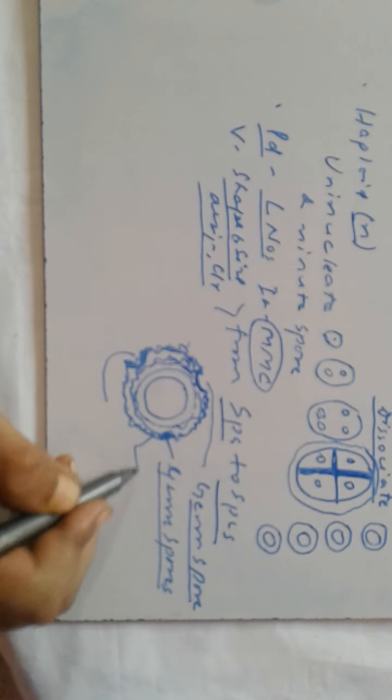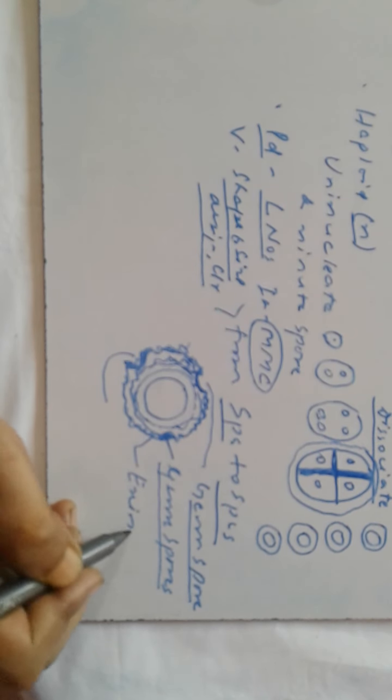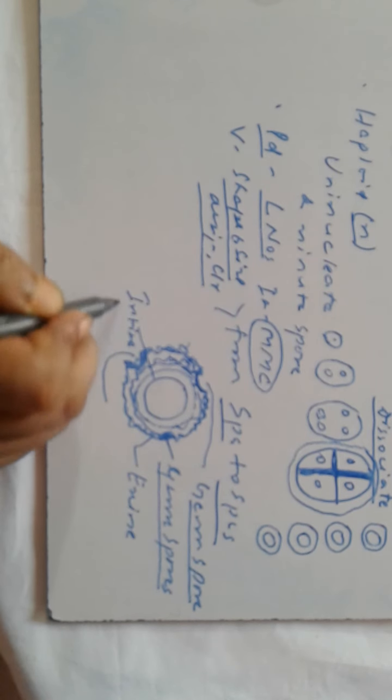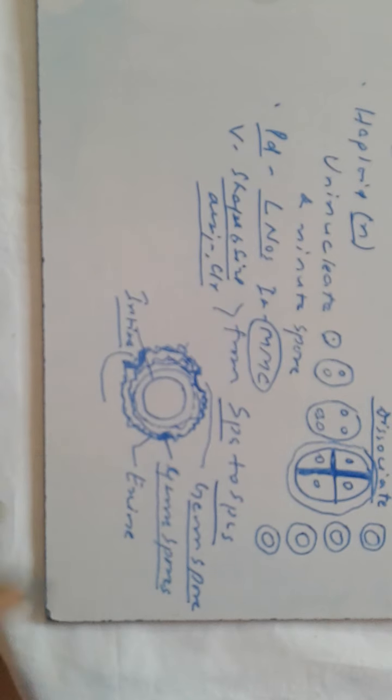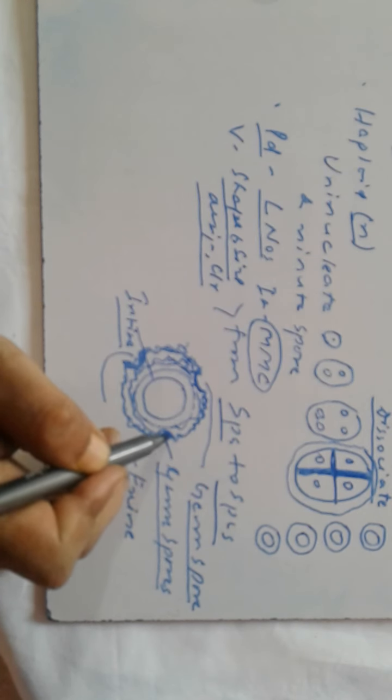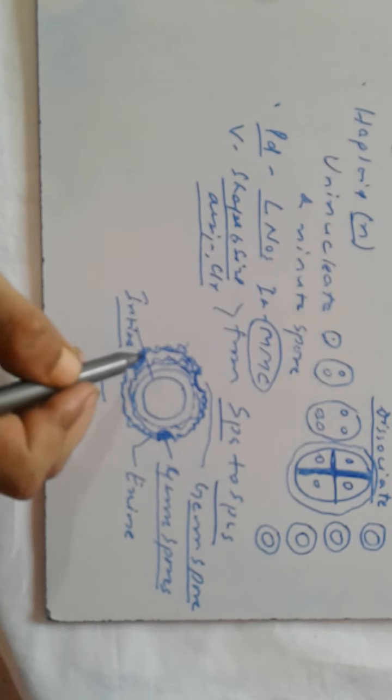The outer layer is called exine and the inner layer is called intine, and these are the germ pores. In dicots we have three germ pores, but in monocots we have just one germ pore.